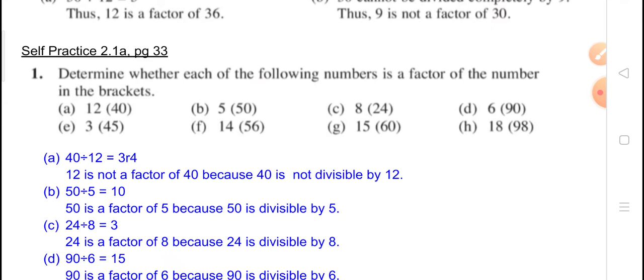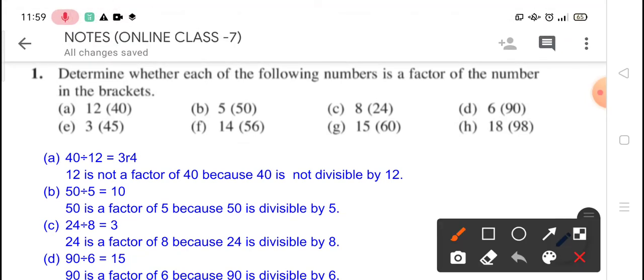Okay, so now we have a look at self-practice 2.1a from your textbook, page 33. Hopefully you have completed your work, and now do your checking by using your pen. Okay, if you made mistakes, use your red pen to do correction as well. So this question is, determine whether each of the following numbers is a factor of the number in brackets. The keyword is determine.